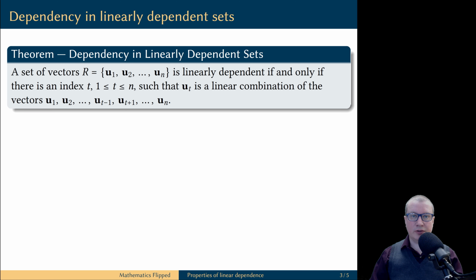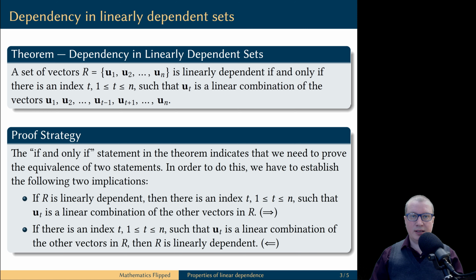A set of vectors is linearly dependent if and only if one of the vectors in this set can be expressed as a linear combination of the other vectors. This is an if and only if statement, and this means there are two separate implications for us to prove.